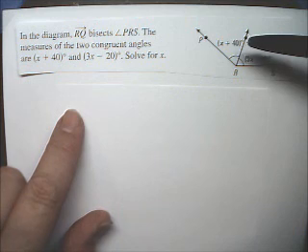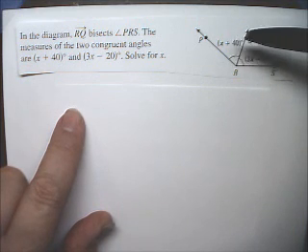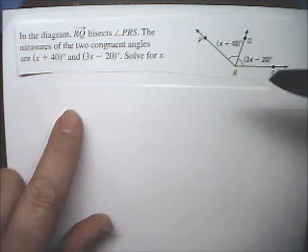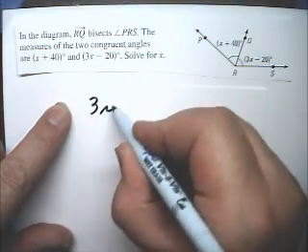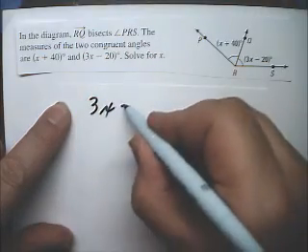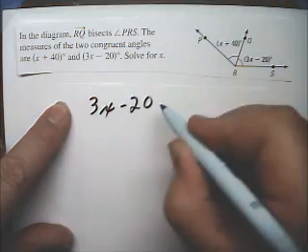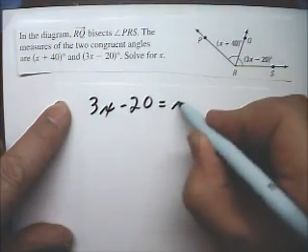So we have to solve for x, and if this one is equal to this one, then we can write them as equals. 3x minus 20 equals x plus 40.